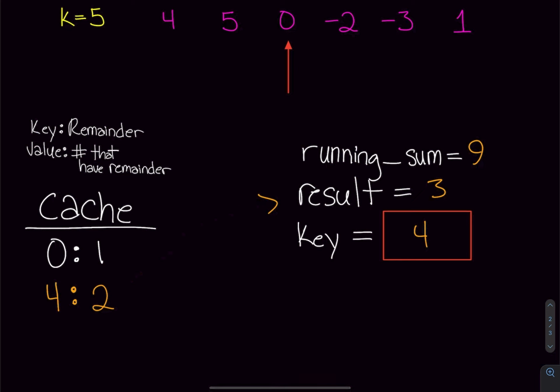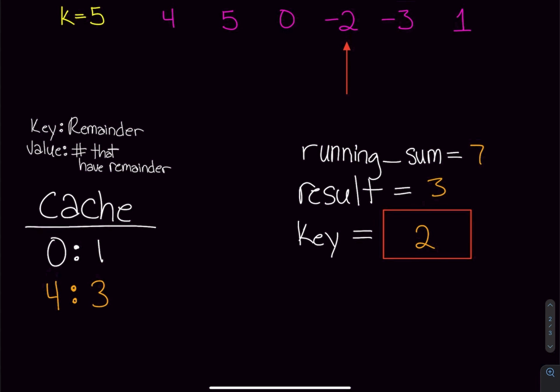And now, after we added to the result, we're going to add 1 to this portion of the caching system. And now, since we're going to go to the next value, we're going to change this num to -2. So 9 plus -2 is equal to 7. And 7 mod 5 is equal to 2. We're going to have a remainder of 2.